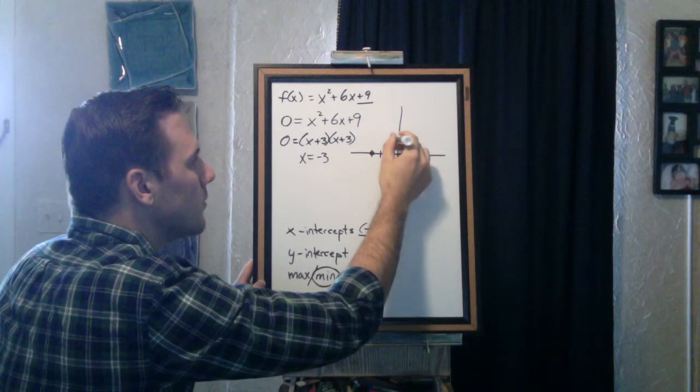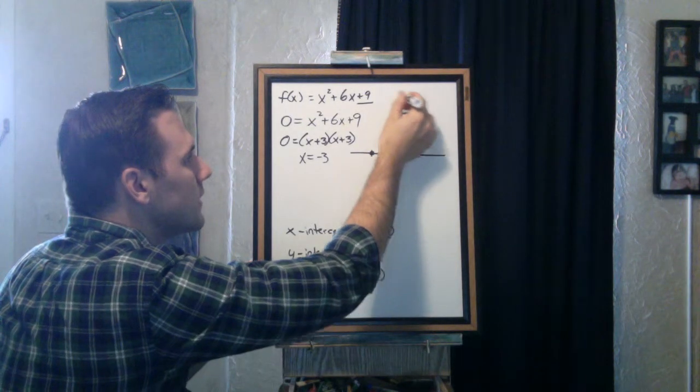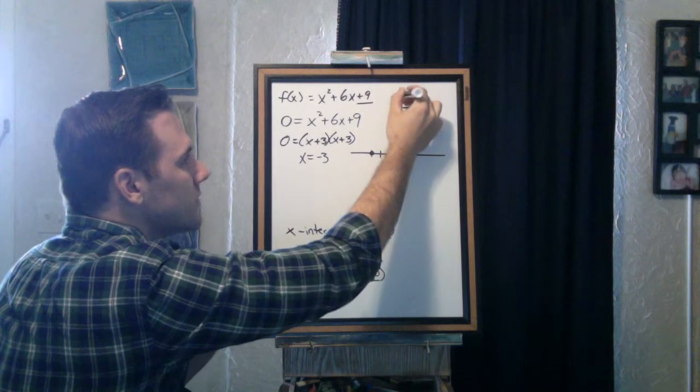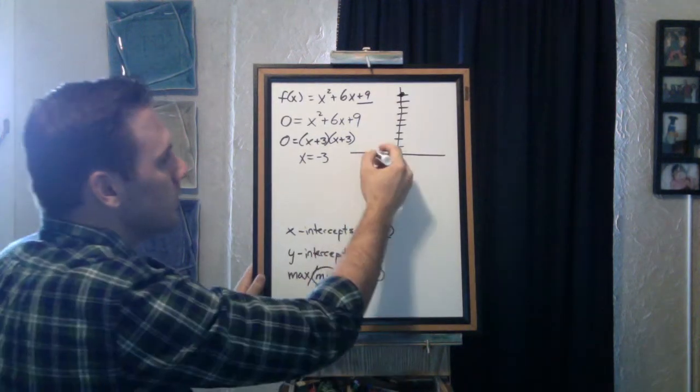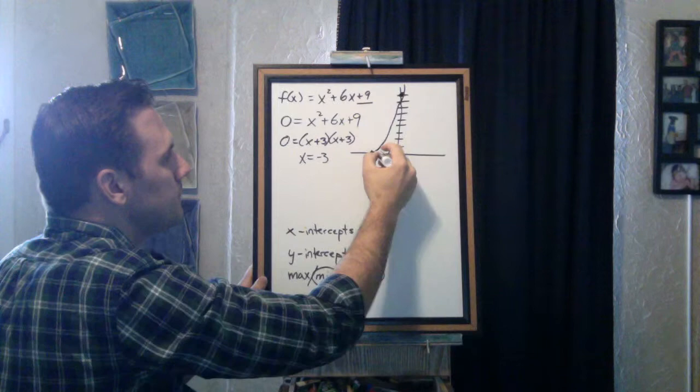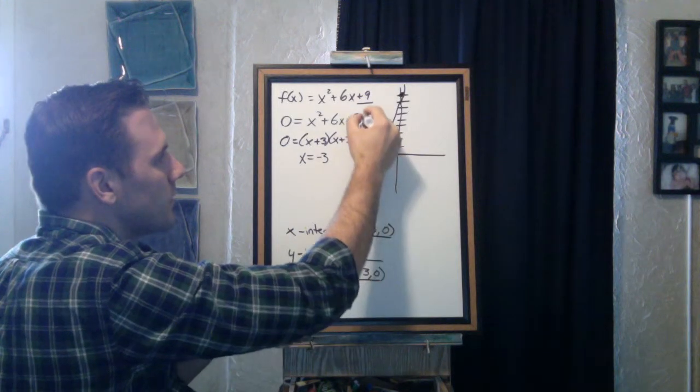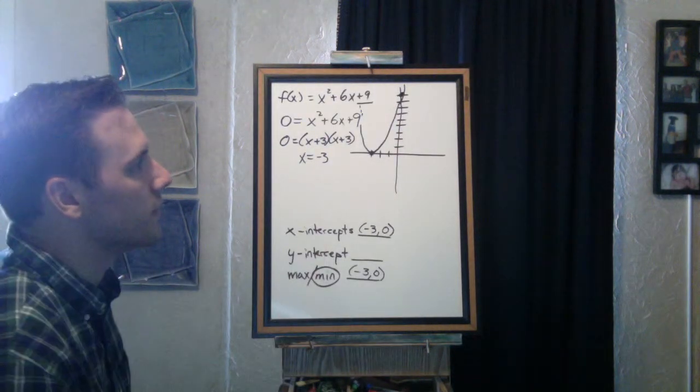So I would go up 1, 2, 3, 4, 5, 6, 7, 8, 9. Again, your graph will be a little more exact. I'm just doing a sketch here. But your point will come up through 9. I got a little sloppy there. And then it's going to come up on the other side over here.